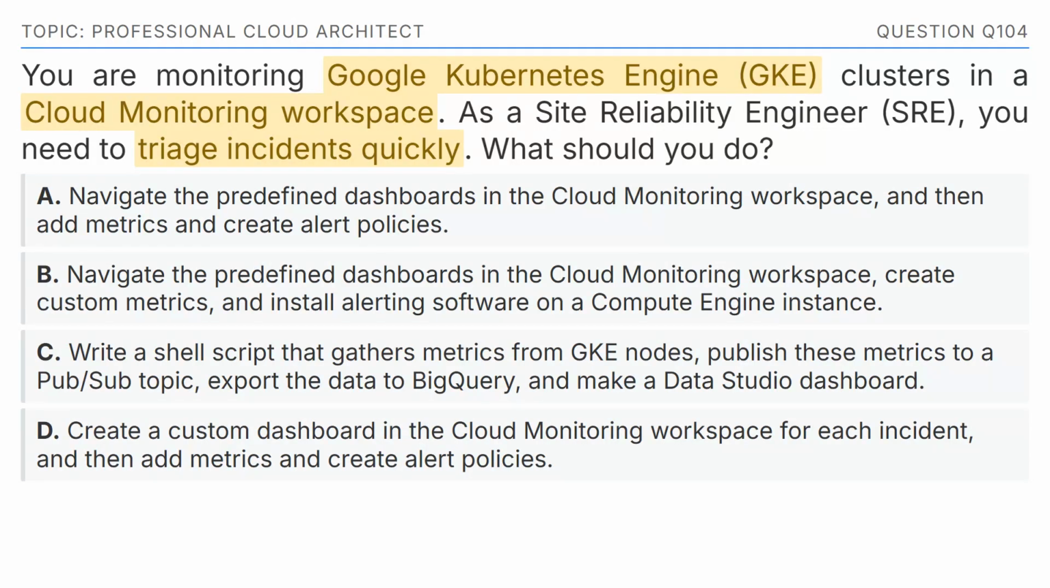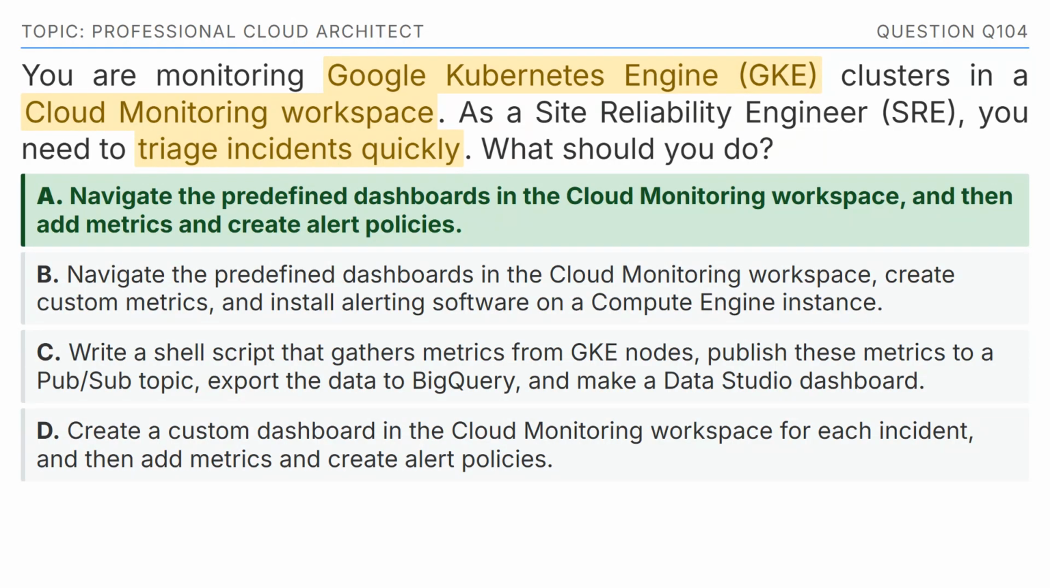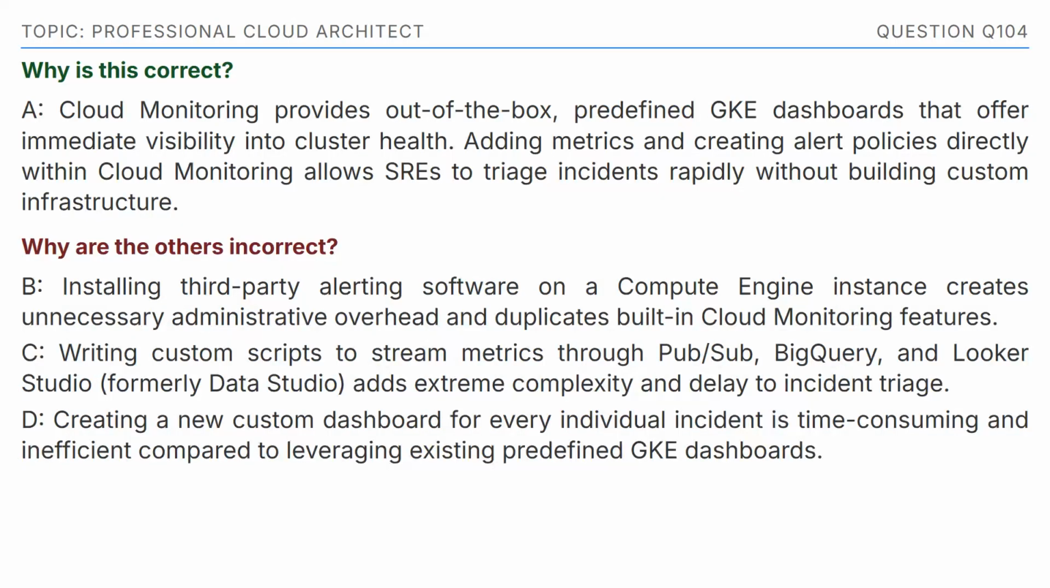To arrive at the correct answer, we focus on the keywords Google Kubernetes Engine, GKE, Cloud Monitoring Workspace, triage incidents quickly. The correct answer is option A, navigate the predefined dashboards in the cloud monitoring workspace, and then add metrics and create alert policies. Why is this correct? A. Cloud monitoring provides out-of-the-box, predefined GKE dashboards that offer immediate visibility into cluster health. Adding metrics and creating alert policies directly within cloud monitoring allows SREs to triage incidents rapidly without building custom infrastructure.